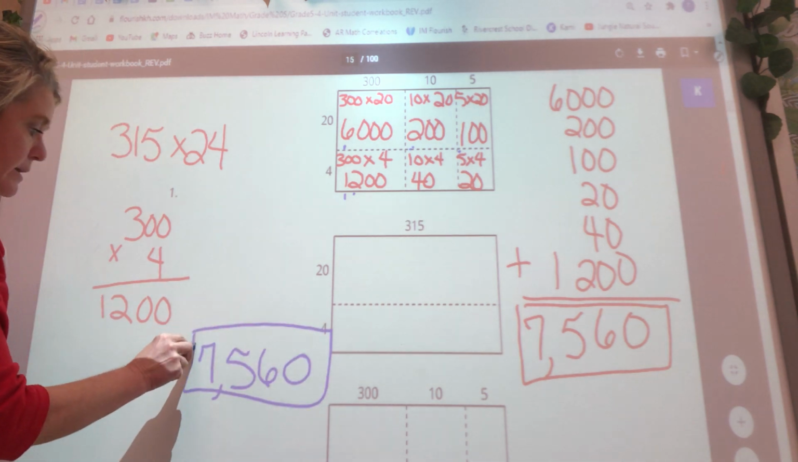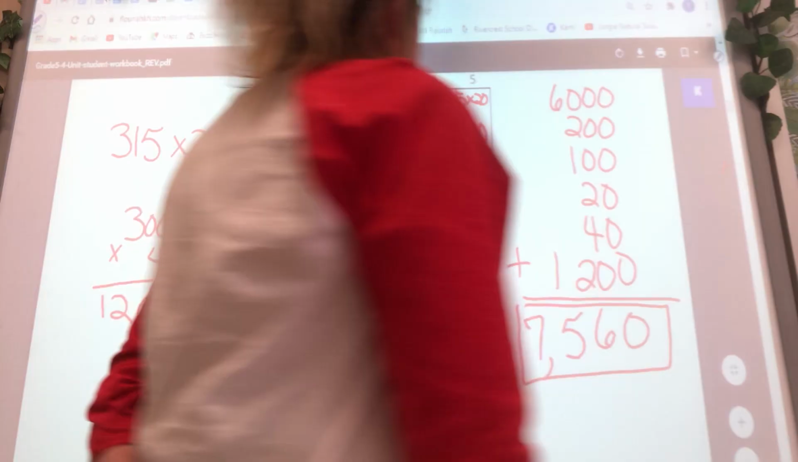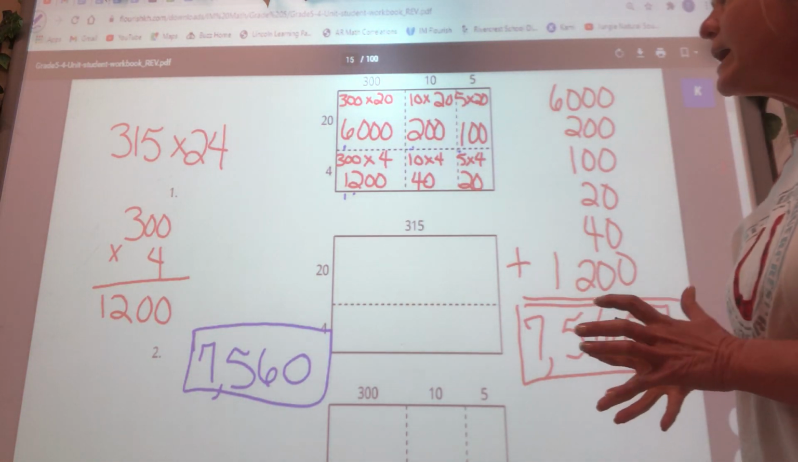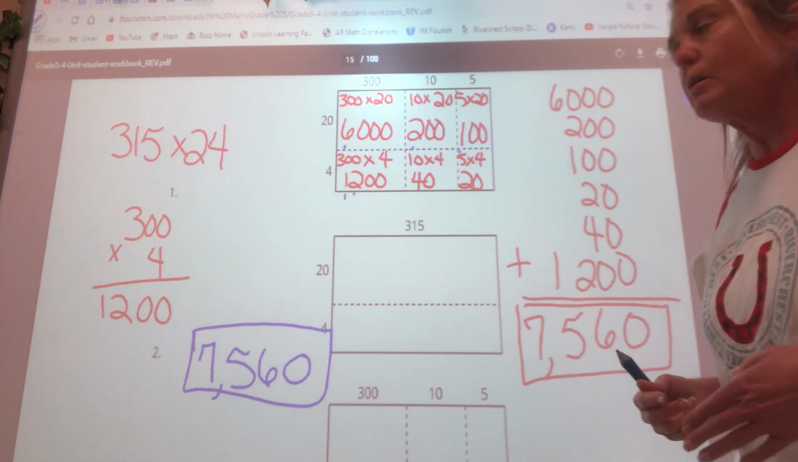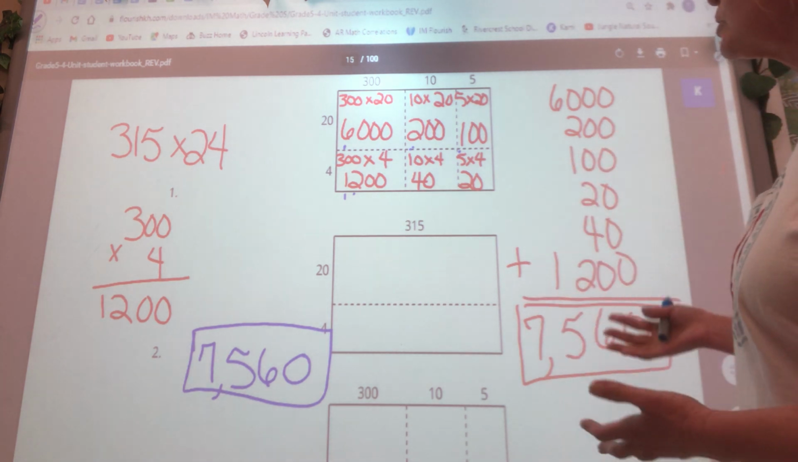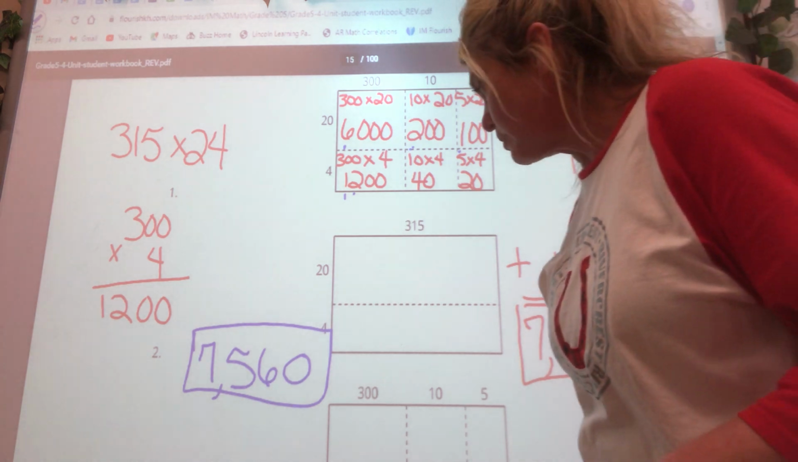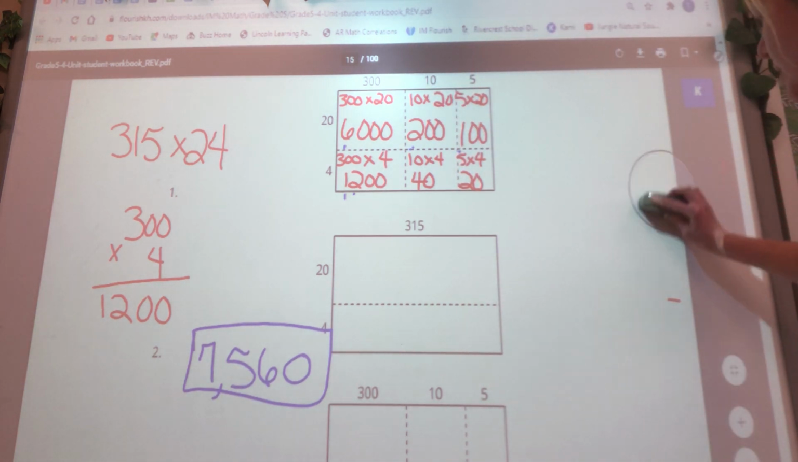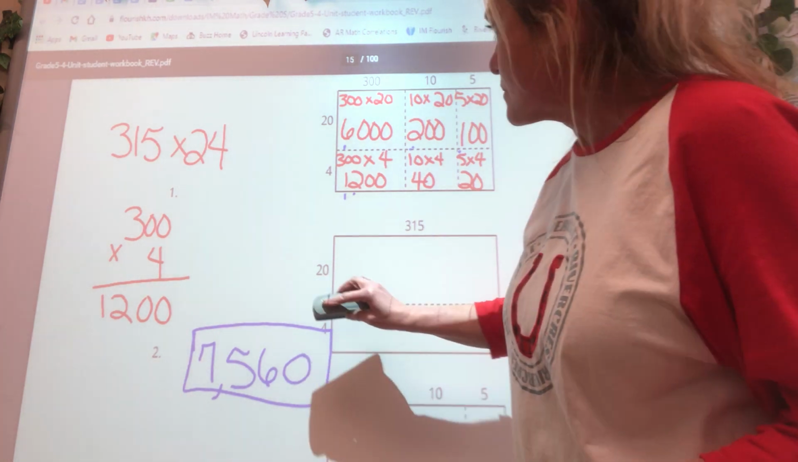So either way, we came out with the same number. So that way if we have multiple ways, we stand a better chance of getting our problem right if we can figure out multiple ways to work it, because we can double check ourselves. Okay? Now, on the next one, should the answer be the same?